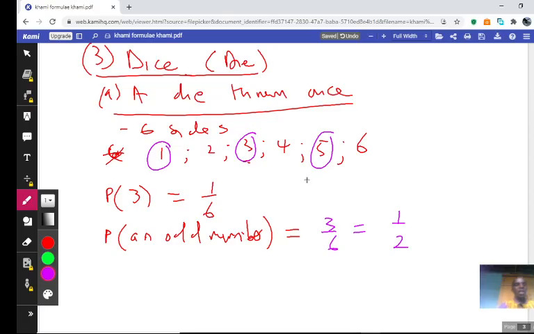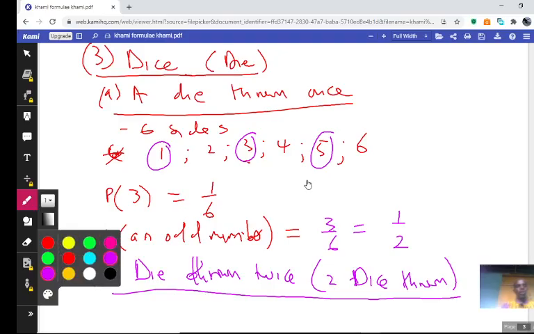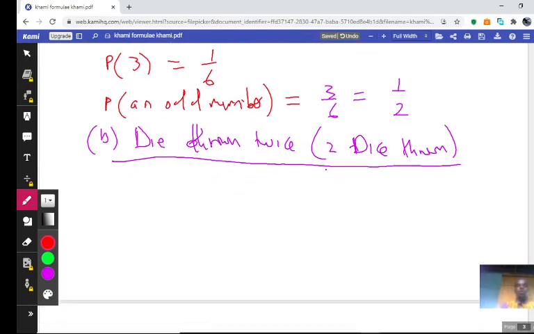Then the second part, part B on dice. A die thrown twice, or this one can be 2 dice thrown at the same time. So the possible outcomes are the same when a die is thrown twice or 2 dice are thrown at the same time.